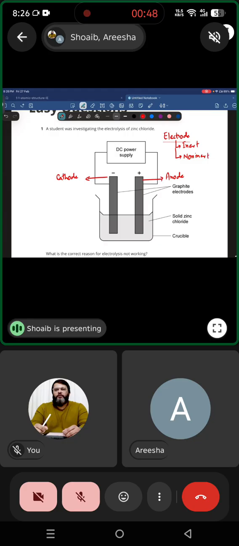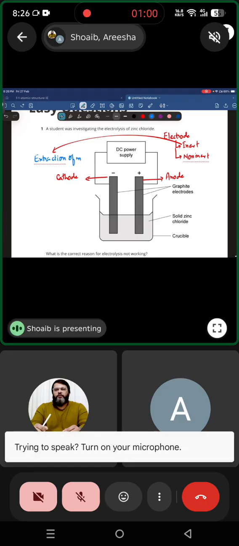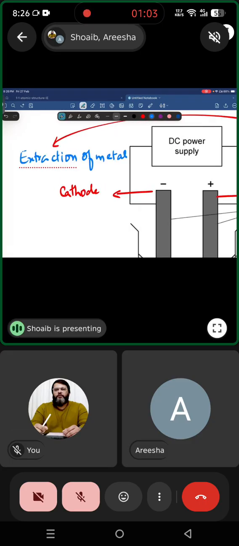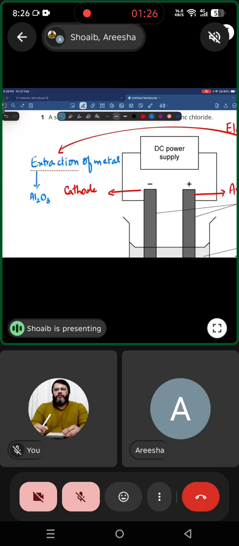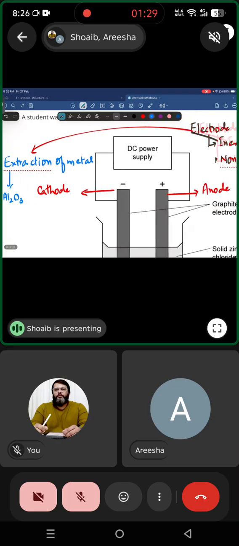The inert electrodes are used for the extraction of metals. If we go for the extraction of a metal, we will use the inert electrode, like the extraction of iron, or aluminum from aluminum oxide. In your course on metals, you have studied the extraction of metal from aluminum oxide. From there you can do the extraction of metal by electrolysis. Inert electrodes are used for that purpose.